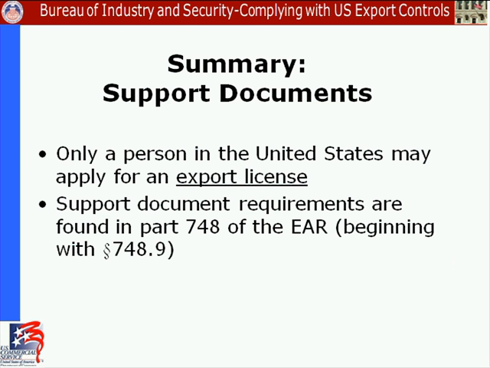So, in summation, support documents. Only a person in the United States may apply for an export license. So remember, you have to physically be in the U.S. in order to apply for an export license. The support documentation requirements that were just covered are all found in Part 748 of the Export Administration Regulations, beginning with Part 748.9, which identifies the countries that are excepted from the support documentation requirements.